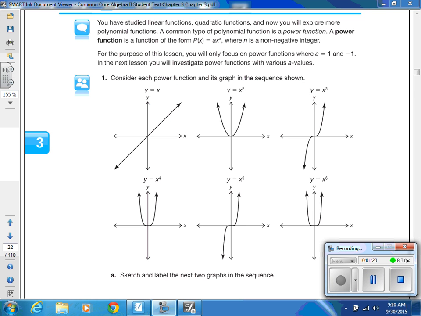Y equals x. What does that look like? Like that, right? Y equals x squared. What does that look like? Alright. Y equals x cubed. What does that look like? Yeah. X to the 4th. What does that look like? X to the 5th. X to the 6th. See a pattern there? What's x to the 7th? What's x to the 8th? Okay, great. Alright, sketch and label.